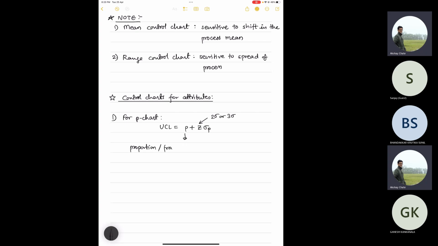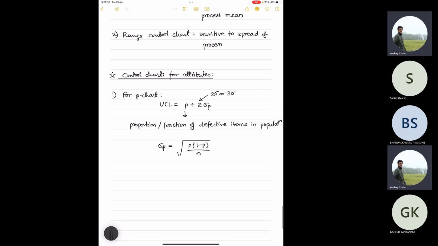Proportion or fraction of defective items in the population, the total number of samples that you had. And sigma P is calculated as the square root of P into 1 minus P by n. Similarly, LCL will be P minus Z sigma P. So the whole thing here is to find P. How do you find P? Maybe we can take one example about this.